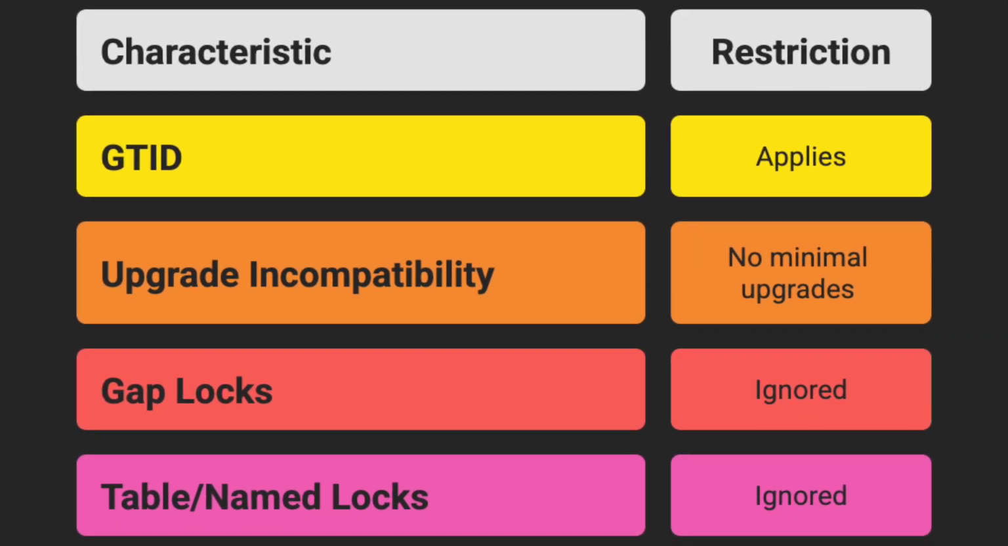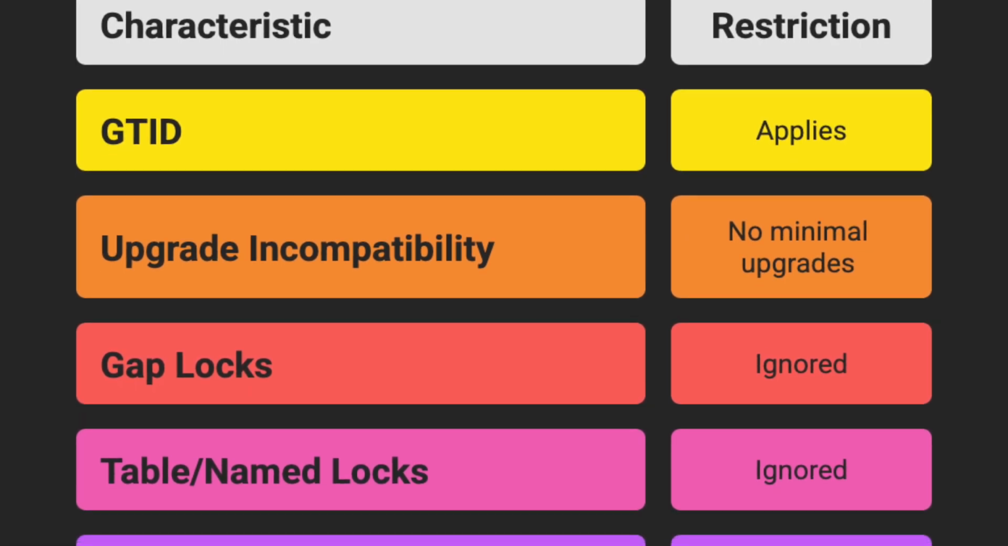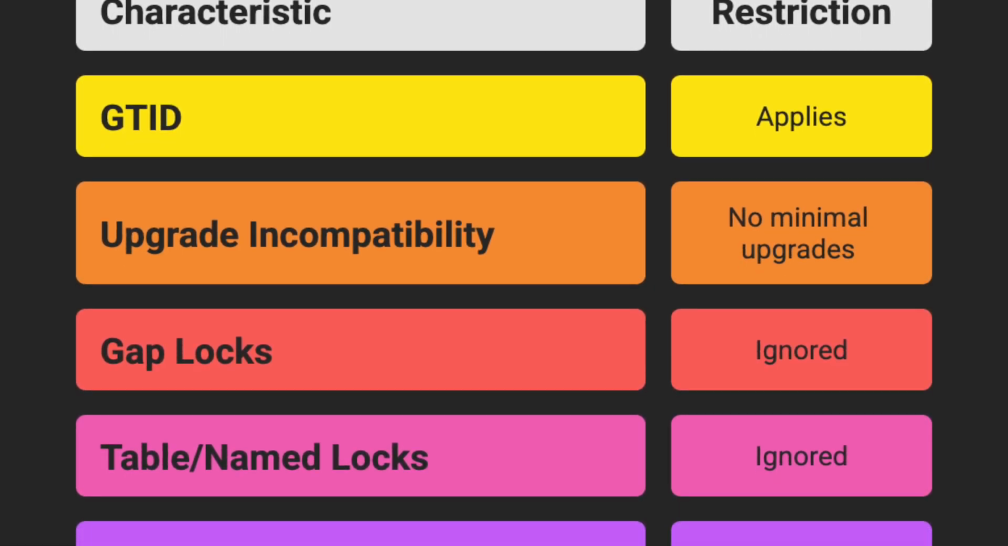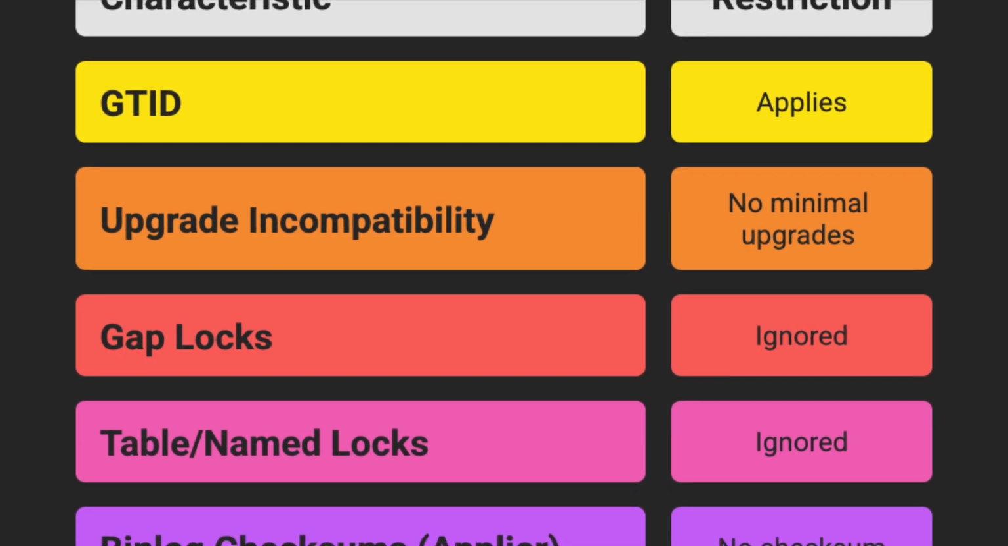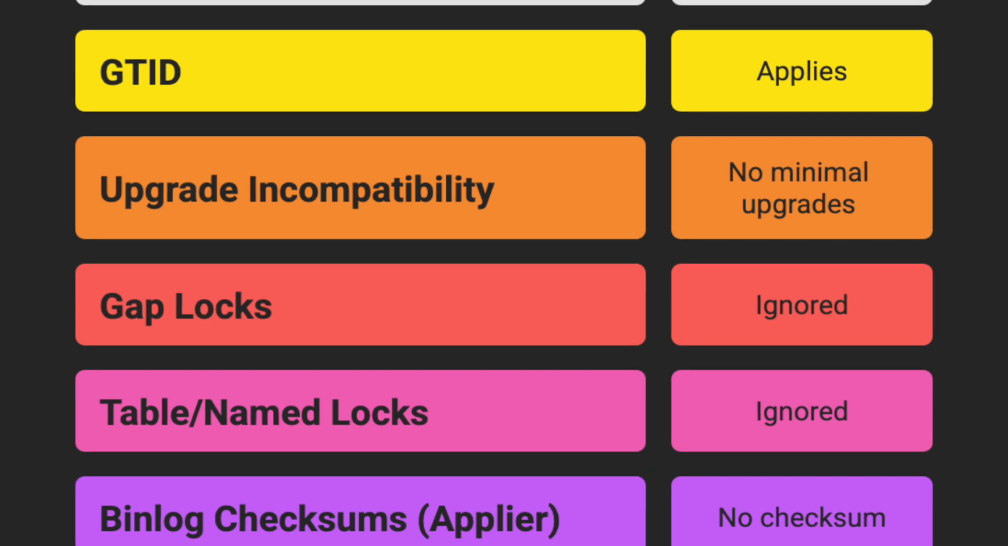Good heads up there. Okay, let's get into locks. This sounds interesting. Gap locks. My understanding is they lock the space between records to stop phantom reads, right? But then GR certification doesn't account for them. That sounds problematic. Why ignore them?